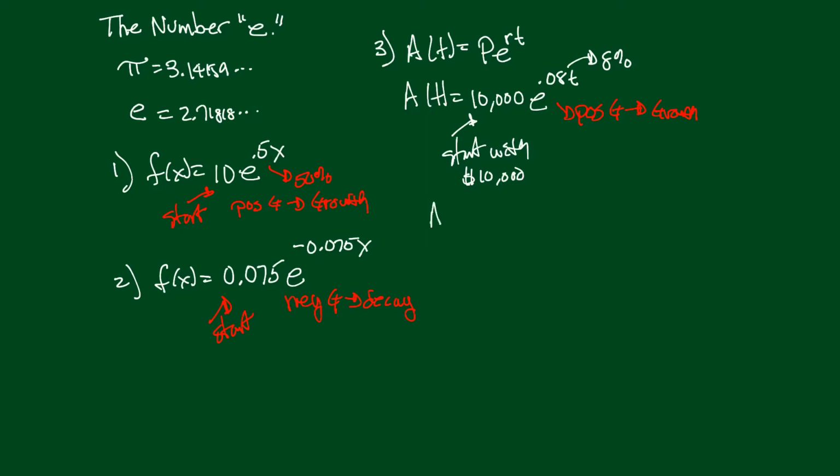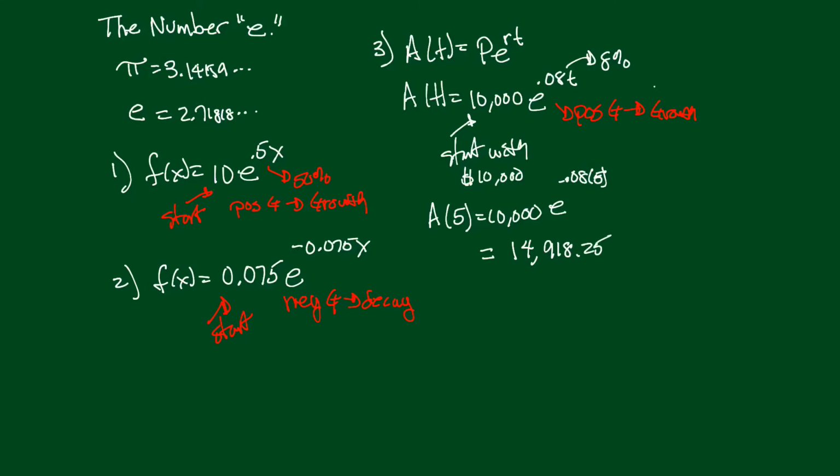So what would this be here? What if we put in, say, 5? What we're asking is, how much money would we have after 5 years if we start with $10,000, e to the 0.08 times 5, and we compound continuously. Well, my calculator says that we will have 14,918 point, I'll round up, 25. So if we start with $10,000 and compound continuously at 8%, after 5 years, we're going to have almost $15,000.